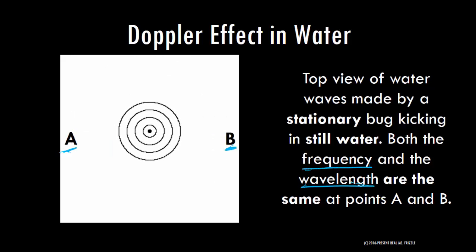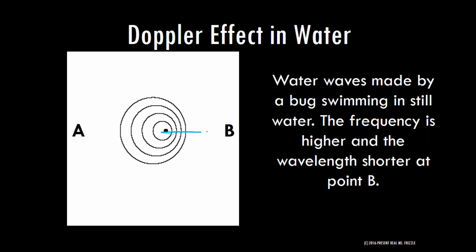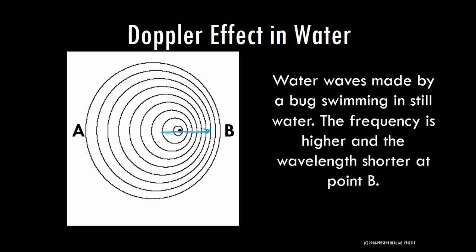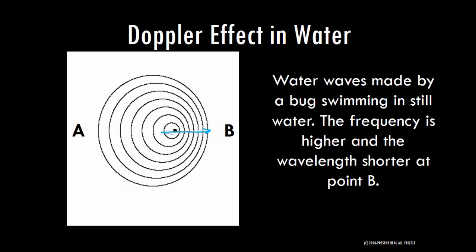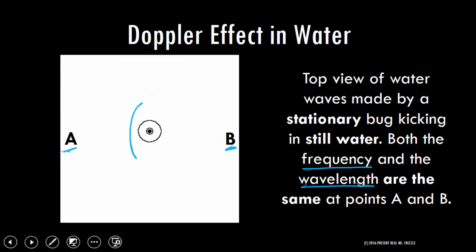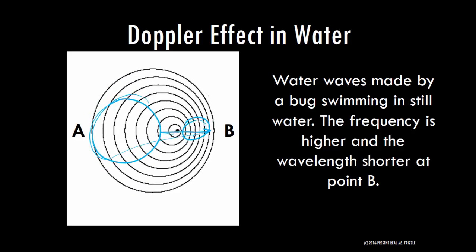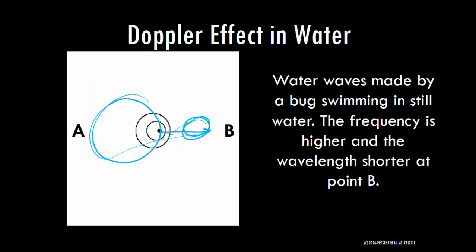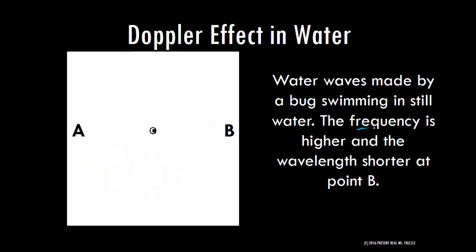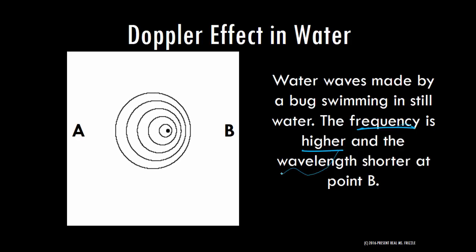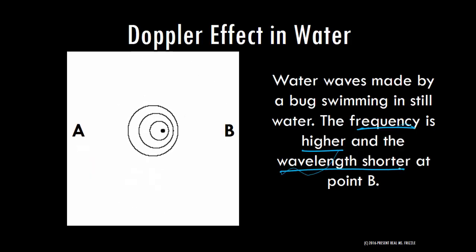But now if this bug starts to move, what's going to happen is he's going to scrunch up all of the waves on the side he's moving towards, and the ones on the opposite side get spread out more. See how these guys are more spread out and these guys are more squished? Now what happens is the person sitting at point B has a higher frequency of waves and therefore a shorter wavelength. That is the Doppler effect.